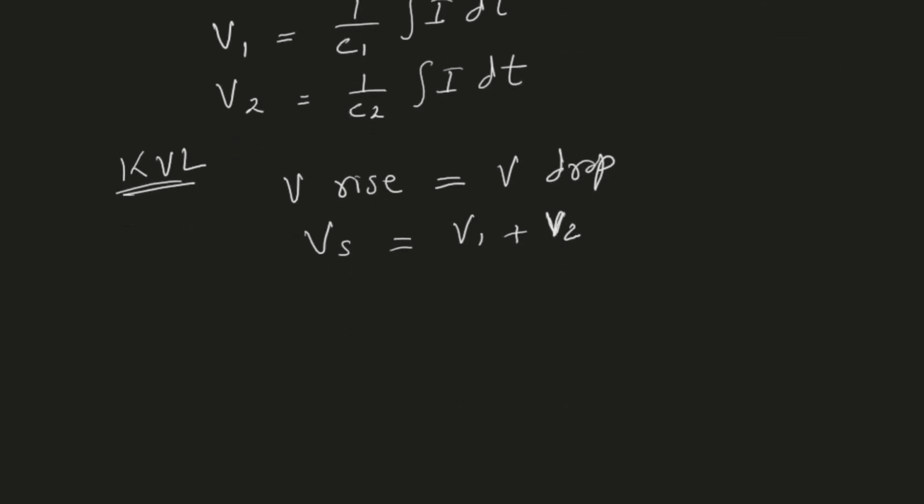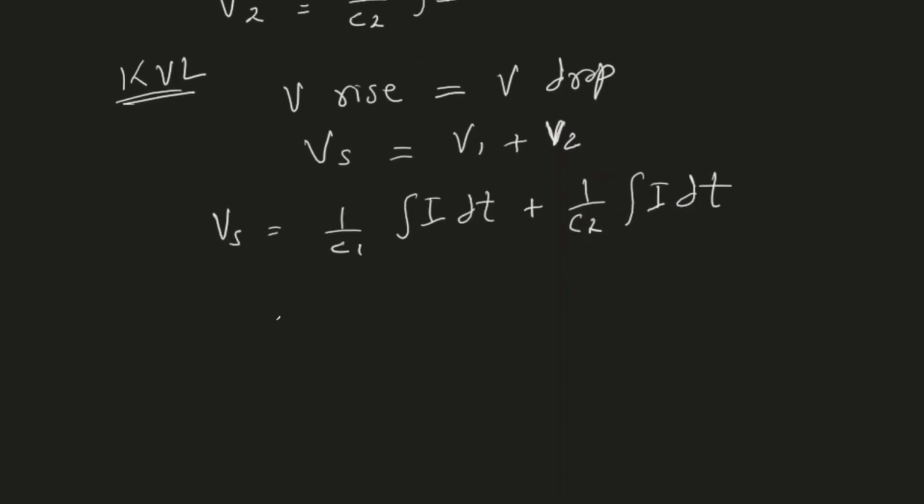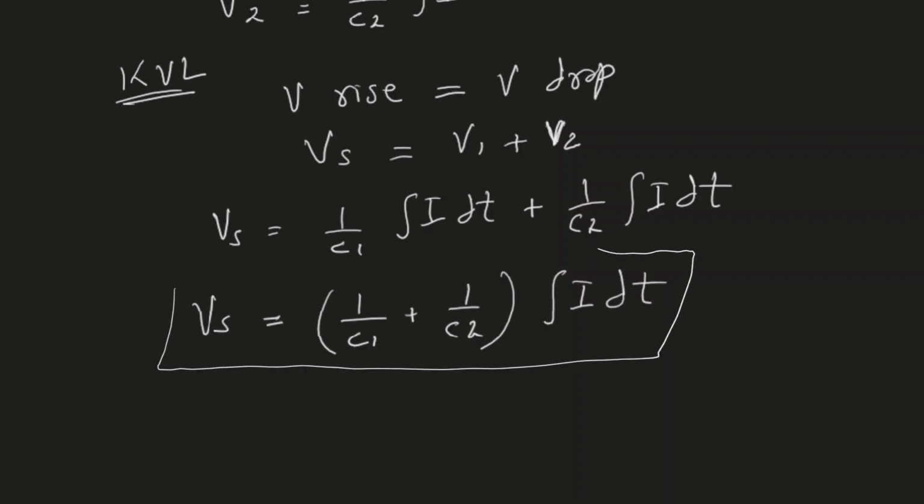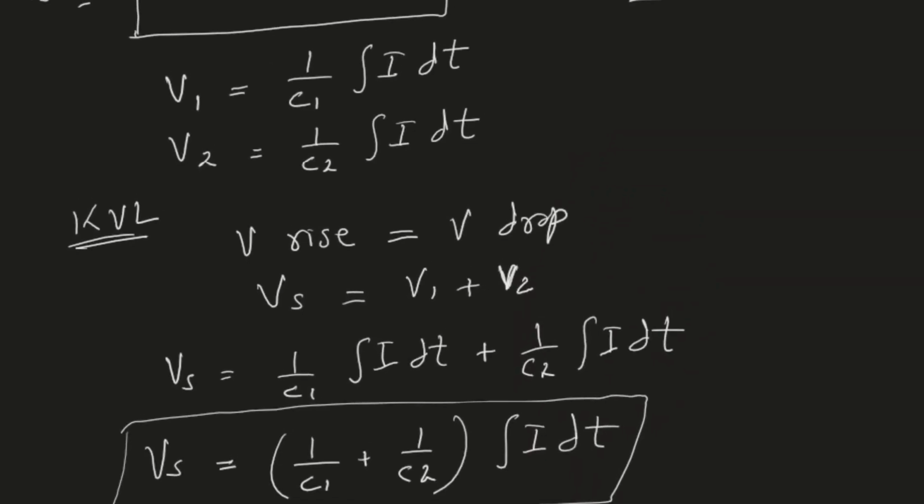Now, V1 and V2 we already calculated, so therefore Vs is equal to 1 over C1 times integral of I dt, plus V2, which is 1 over C2 times integral of I dt. Therefore, the integral of I dt is the common factor among both of them, so I can say 1 over C1 plus 1 over C2, multiplied by the integral of I dt. That is Vs. So this is the equation that I get from my original circuit, right?